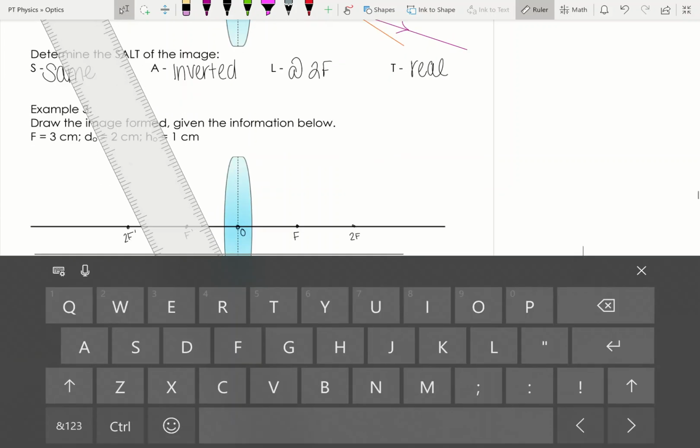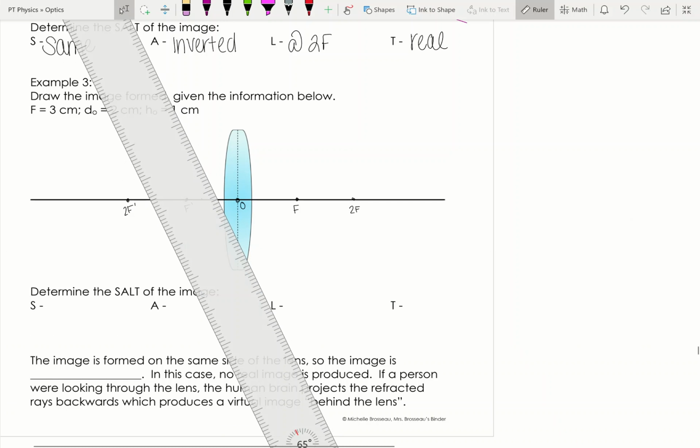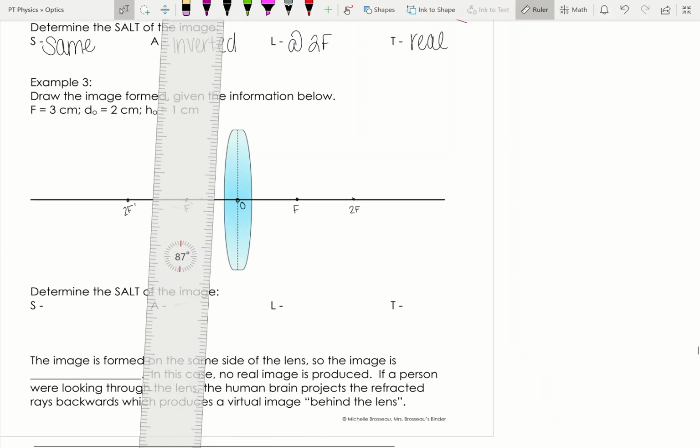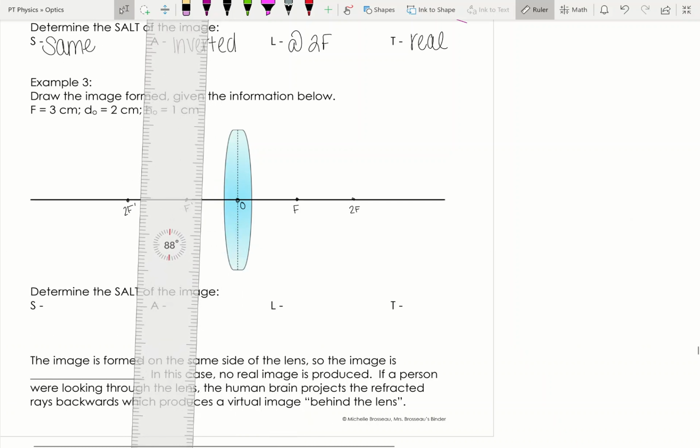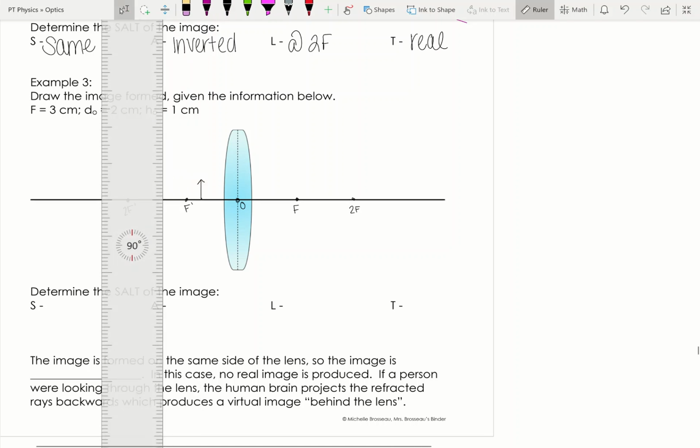It is not cooperating today, guys. Sorry. Object height is 1 centimeter. Okay.